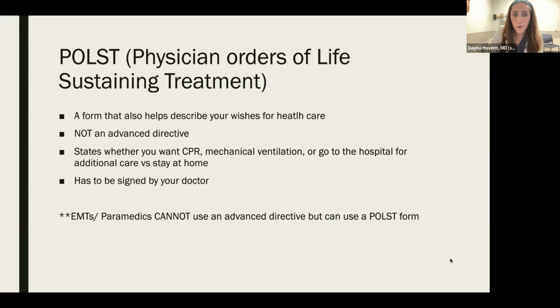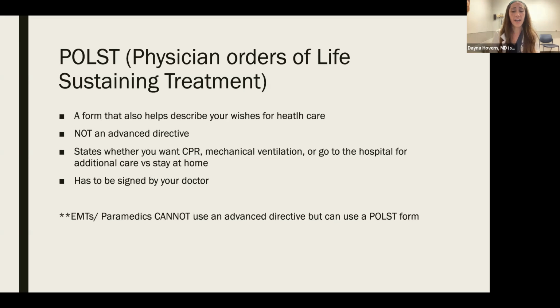Okay, let's see if I have another one. You might have heard of something called a POST. So this actually isn't an advanced directive, but it's similar. So that's kind of why I wanted to include it in this conversation. So a POST stands for Physician Order of Life-Sustaining Treatment. It's a form that you can find online if you Google it.